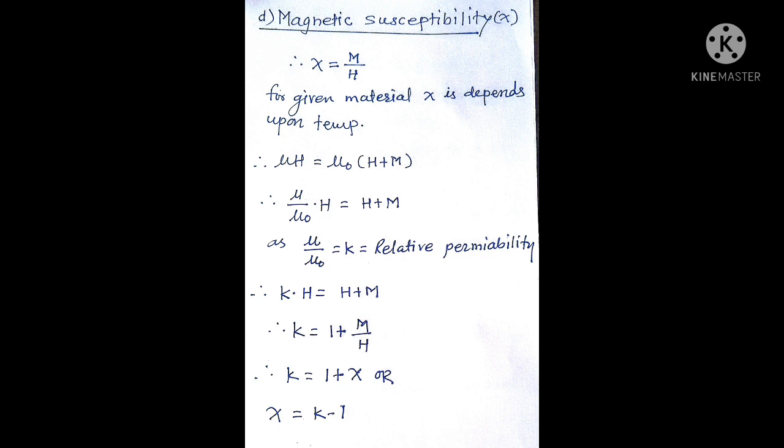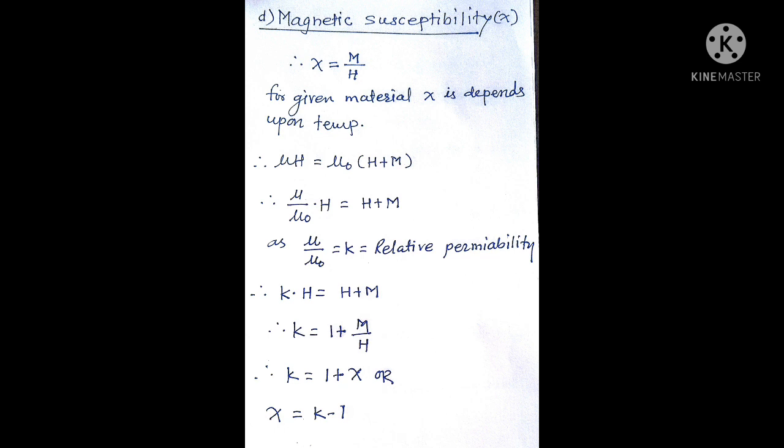So this magnetic susceptibility is also related to the relative permeability as K is equal to 1 plus chi, or we can relate the magnetic susceptibility with relative permeability as chi is equal to K minus 1. So these are the magnetic properties of the material.